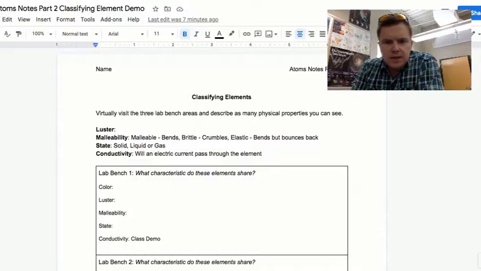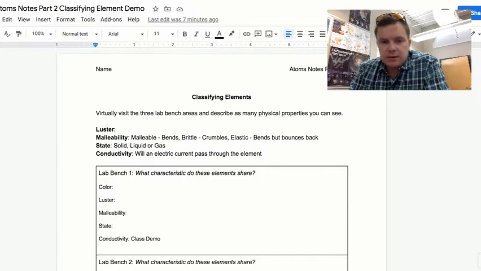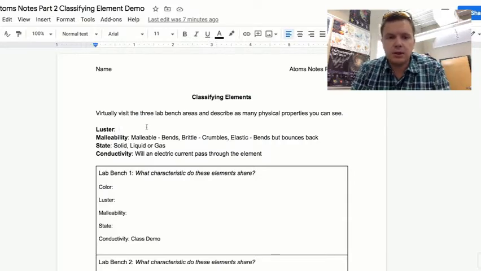All right, today we're going to be doing this classifying elements activity, and you're going to watch this video, and I'm going to work through each lab bench. There's going to be 3 lab benches that we're going to visit. And what we're going to be doing is looking at elements in their pure state, meaning all of the atoms are one type, okay?